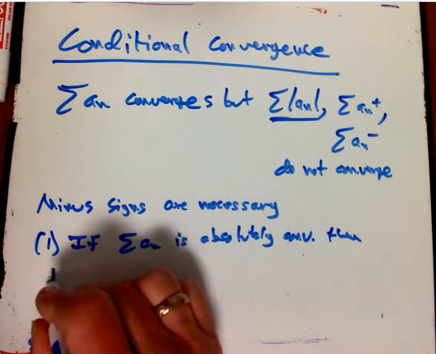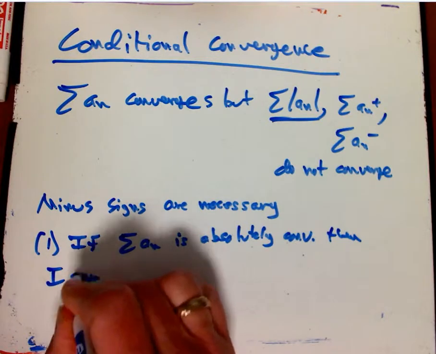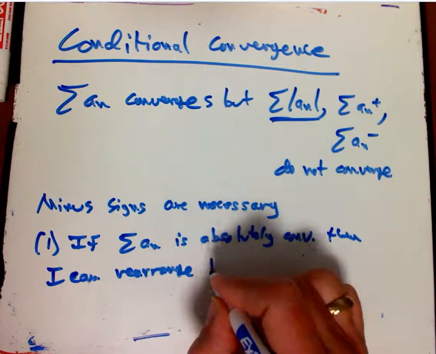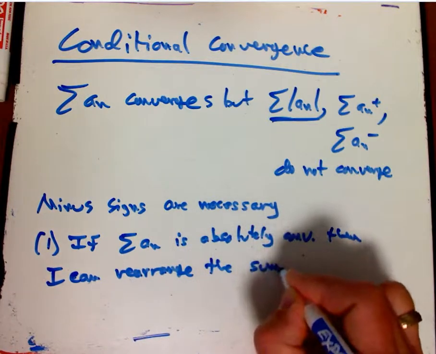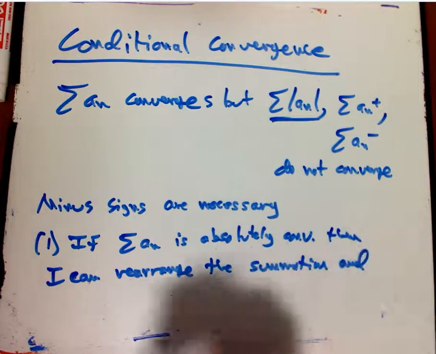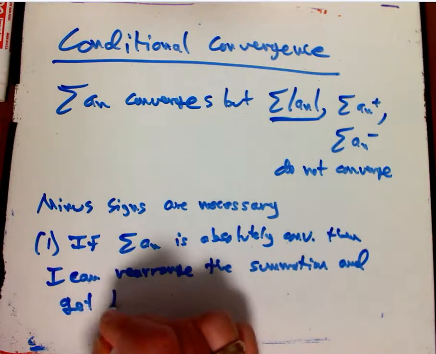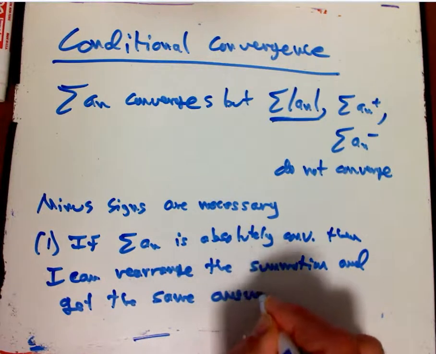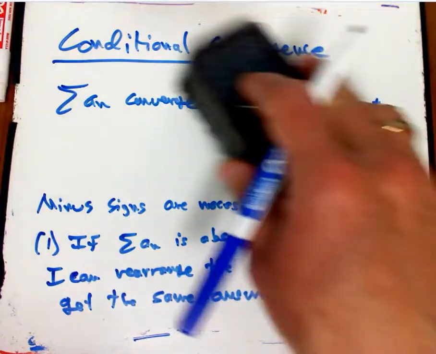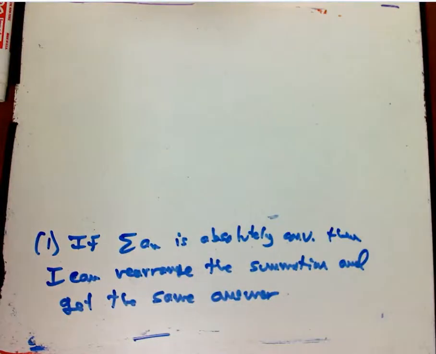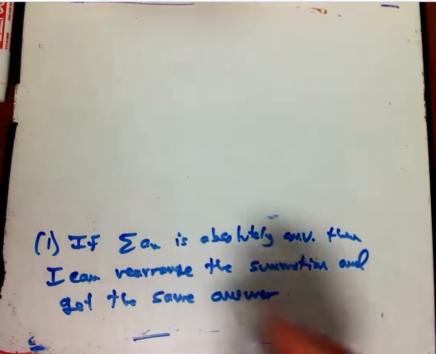Then I can rearrange the summation and do it in any order, and it'll still converge and get the same answer. And that's actually a really big deal. It might not seem like that, because when you add a finite number of terms together, you can always do it in different orders, but it's actually a really big deal.